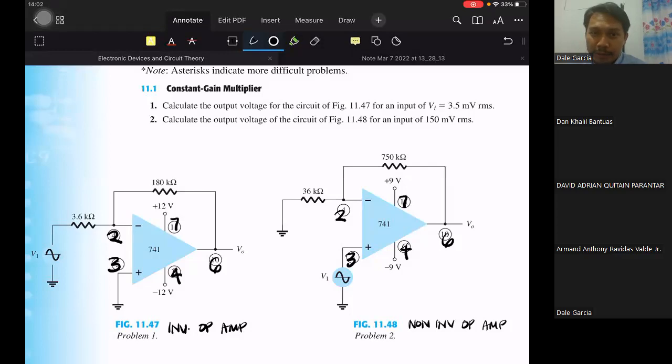Sige, while loading my link here, try to solve for the gains, guys. How much is the gain for this op amp? This one is inverting. And how much is the gain for this op amp?